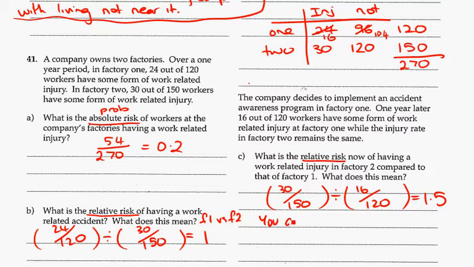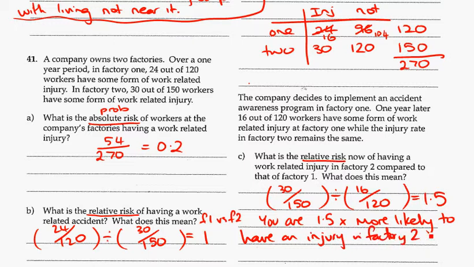So you're 1.5 times more likely to have an injury in factory 2 compared with factory 1. So over here when it was 1, this was what we'd call an equal risk of injury between the two factories.